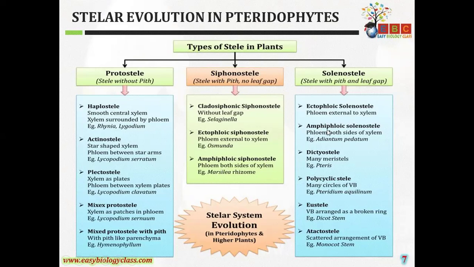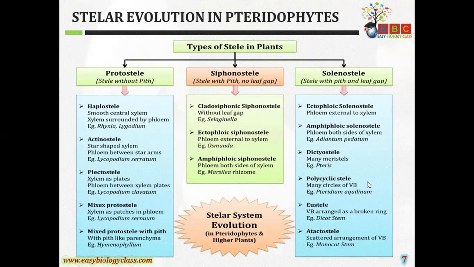Just now I told you, the phloem will be external to the xylem, with the central pith region along with the leaf gap. Next, amphiphloic: the phloem will be on both sides of the xylem. Next is dictyostele. Here we can see the presence of many meristeles. That is the primary stele-like condition we can see.